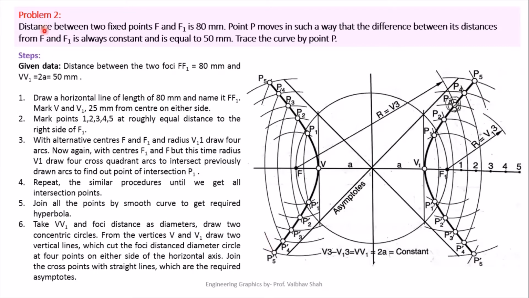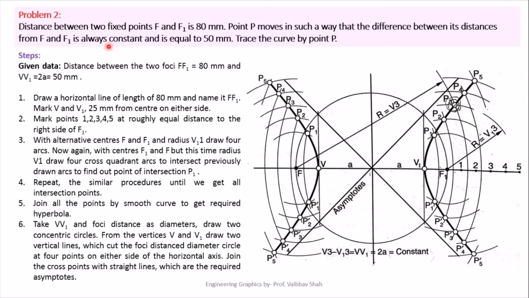Problem 2. The distance between two fixed points F and F1 is 80 mm, and point P moves in such a way that the difference between its distances from F and F1 is always constant and is equal to 50 mm. Trace the curve generated by point P. So now you can see that it looks like a definition of a hyperbola.